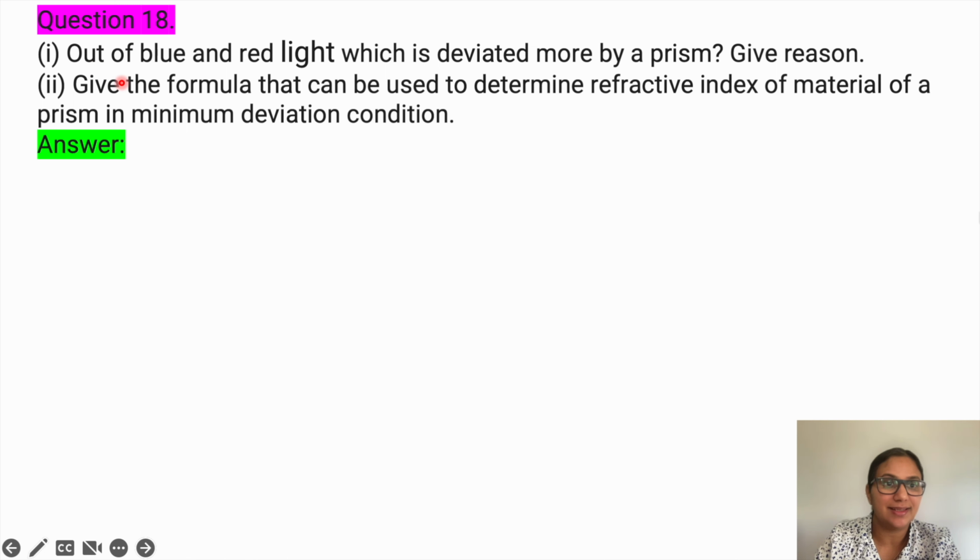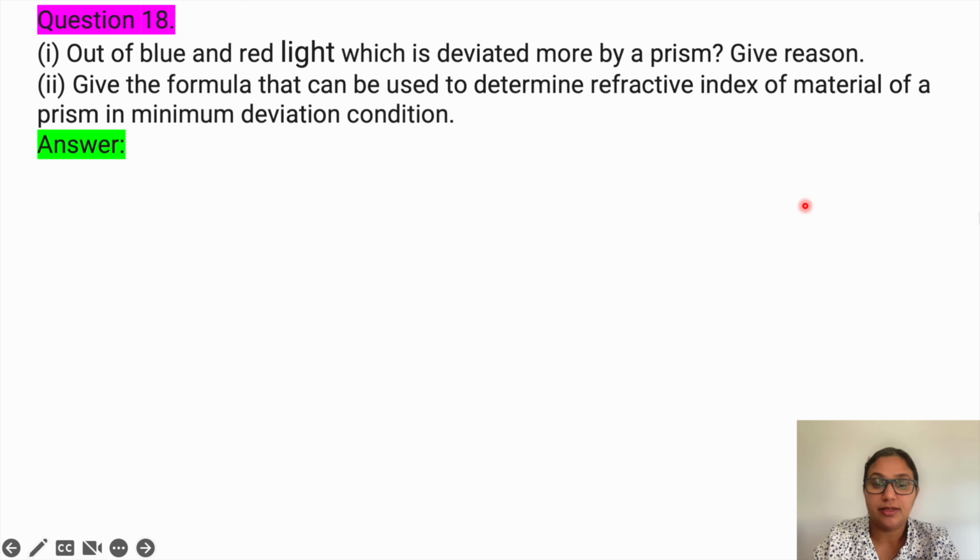Question number 18. Out of blue and red light, which is deviated more by a prism? Give reasons. Next sub-question is, give the formula that can be used to determine the refractive index of the material of a prism in minimum deviation condition.